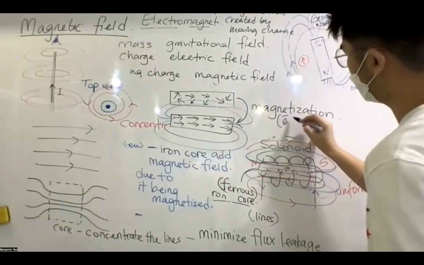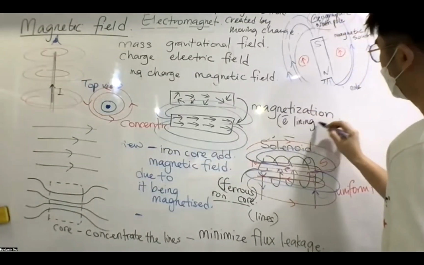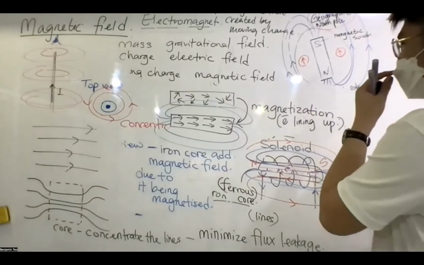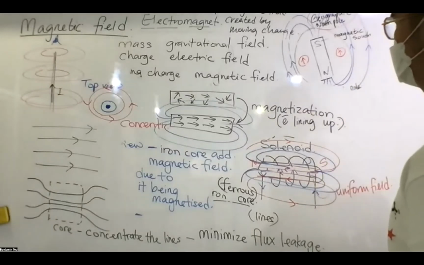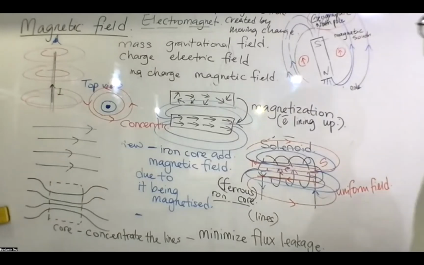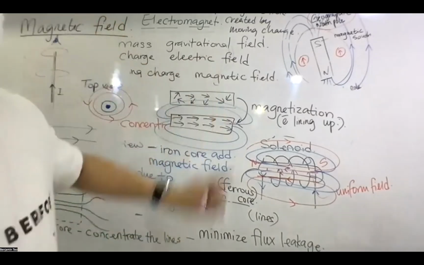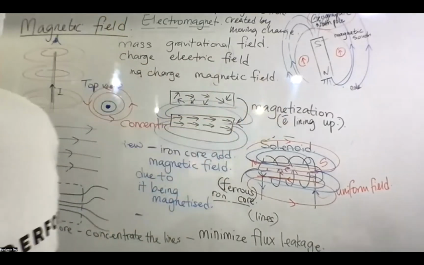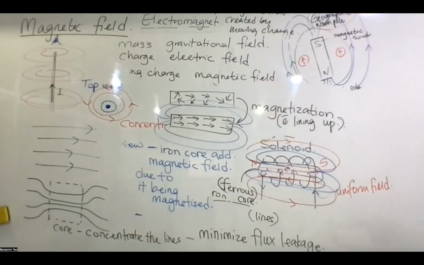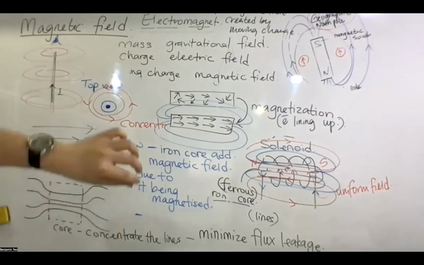Magnetization is electrons lining up. Okay, the motion of the electrons lining up, that is the magnetization. All right, let's go to the next one.